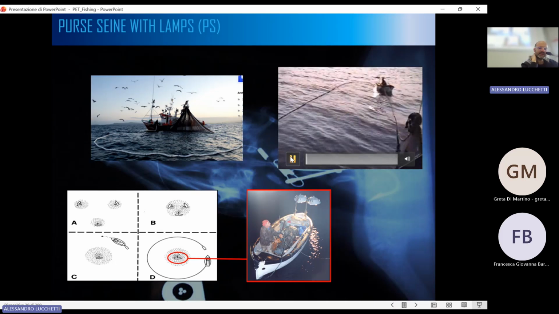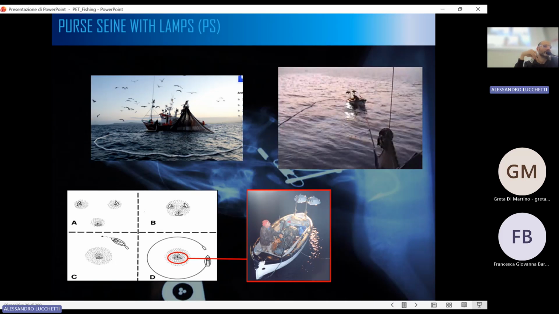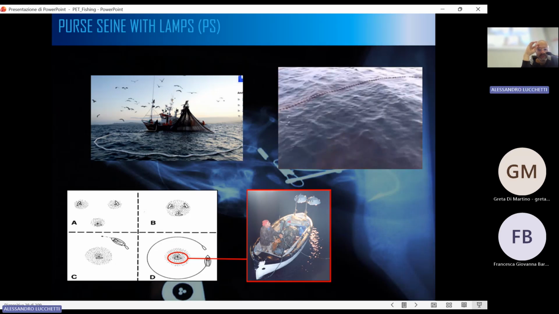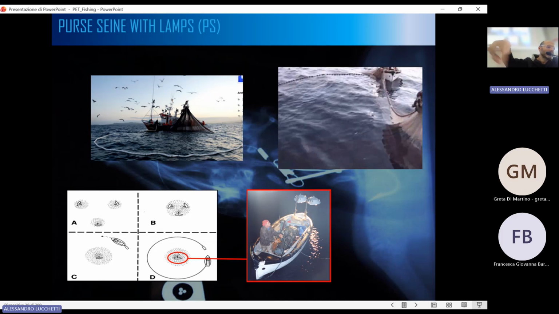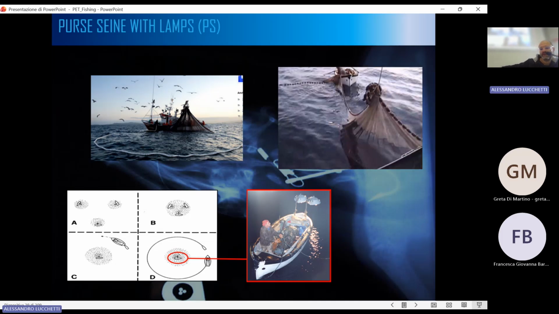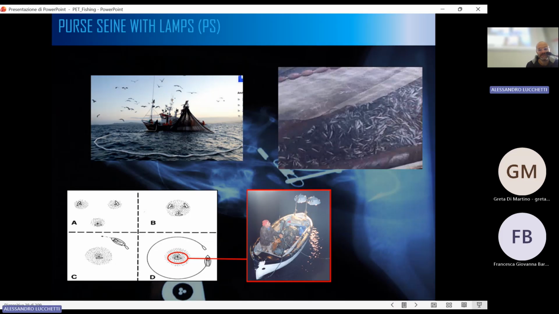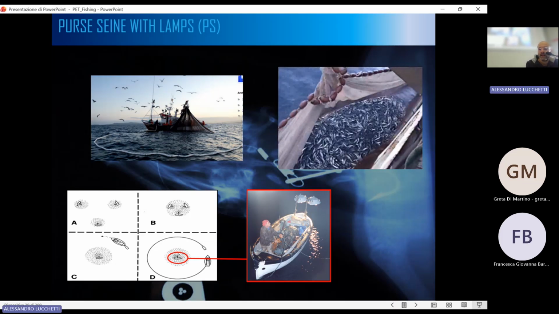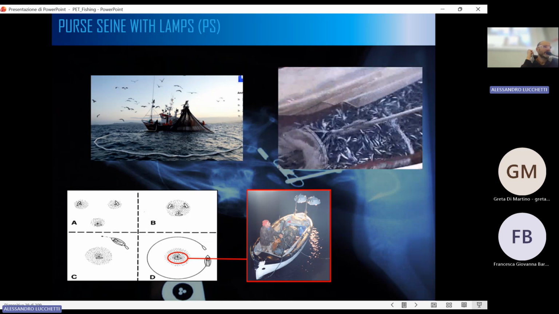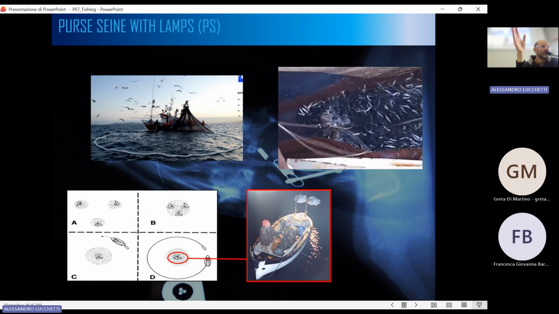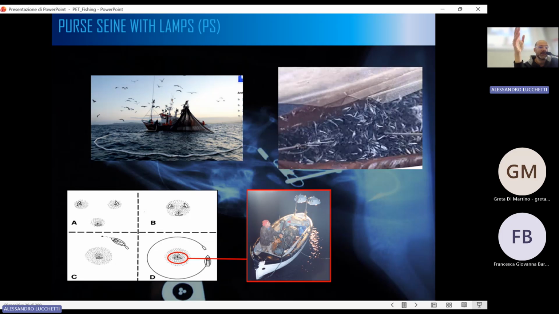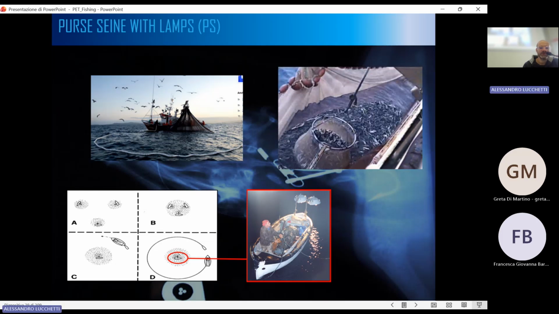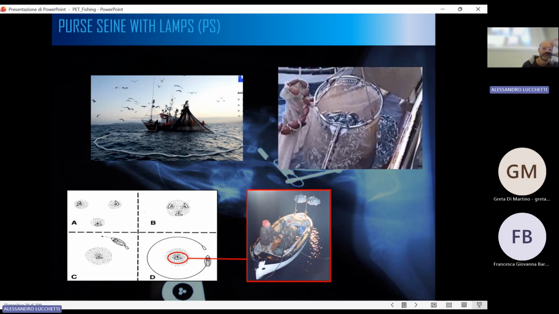But in this case, the fish is schooled with the use of lamps from these small vessels, and then the biggest vessel shoots the net around this area, and they catch basically anchovies. The quality of fish obviously here is much better than in the pelagic trawl that we saw before, because the fish is still alive and untouched by the gear. They take the fish and immediately put it in water and ice.